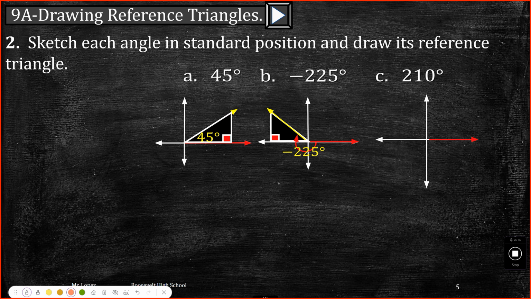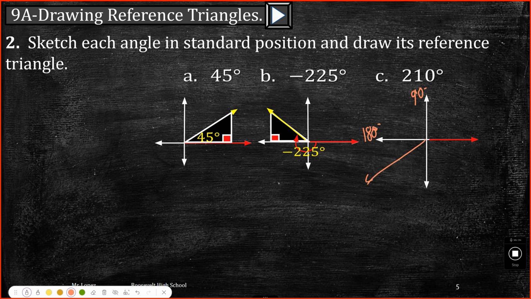Okay, last one. We're going to go to 210. So, am I going to go up or am I going to go down for 210? Up. It's positive, we go up. This is 90. This is 180. So I still got to keep going because I got to go to 210. So I got to go another 30 more. So it's going to be a little bit more. It's going to be somewhere right here.